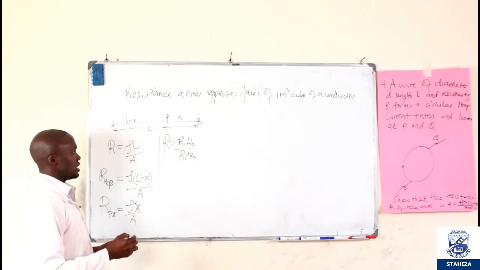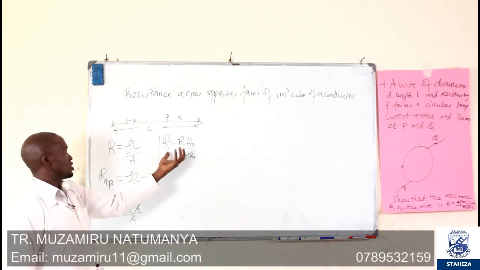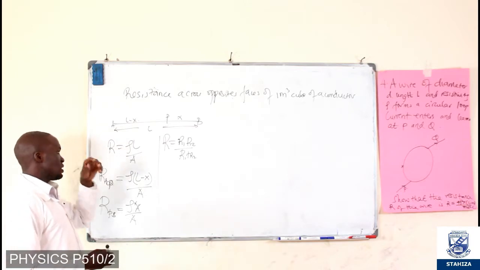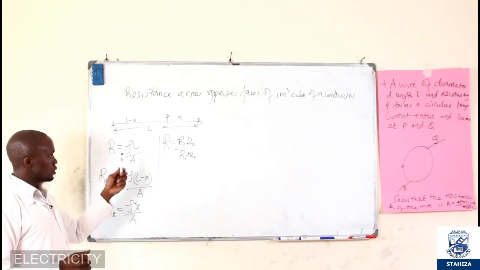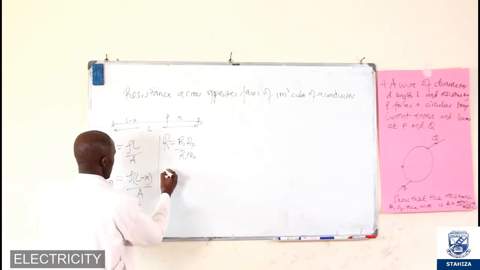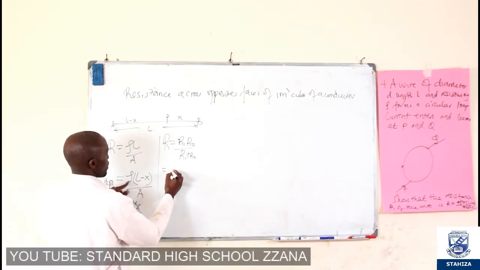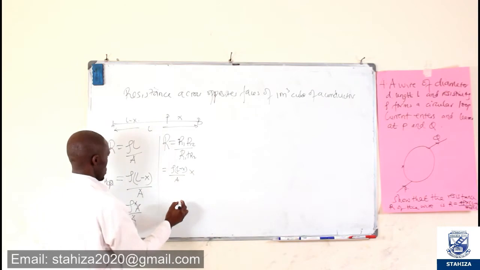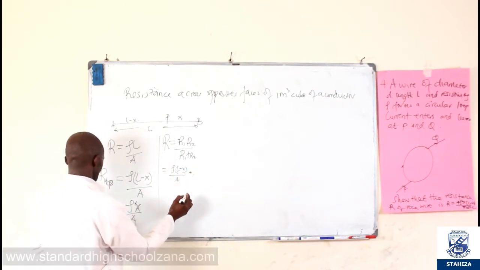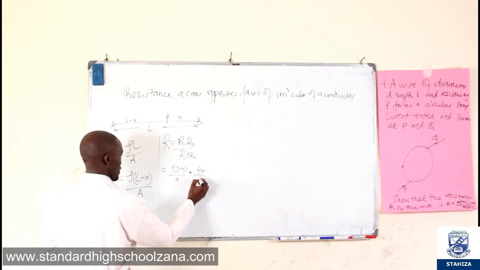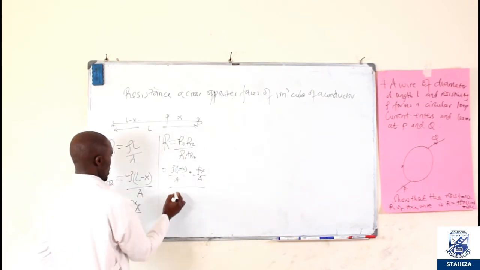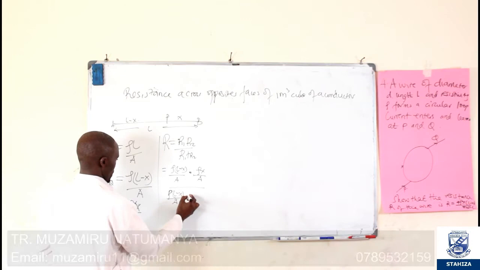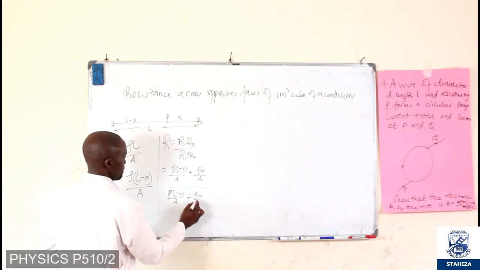We are going to see this one in the next lesson, how these resistors are connected. But of course, if you have two resistors in parallel, the effective resistance, according to O-level work, is the product over the sum. So this is our R1, rho L minus X out of A, times R2, which is rho X out of A, divided by the sum, which is rho L minus X out of A plus rho X out of A.